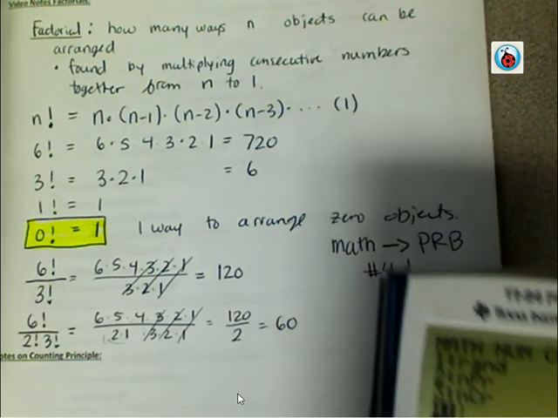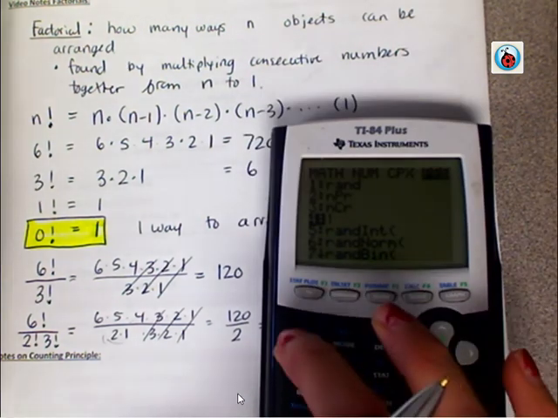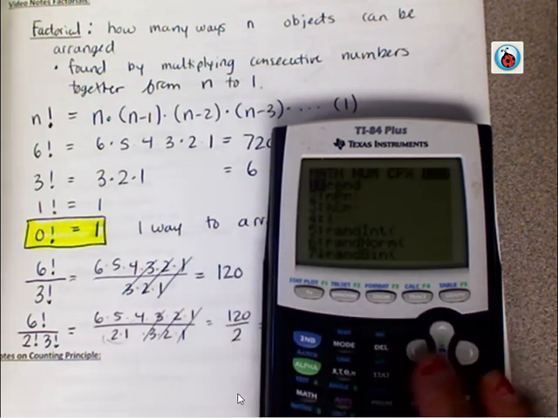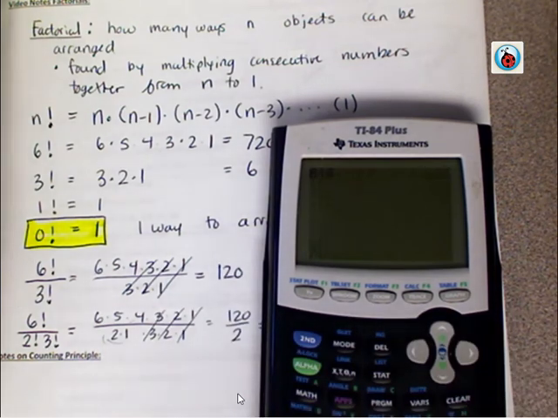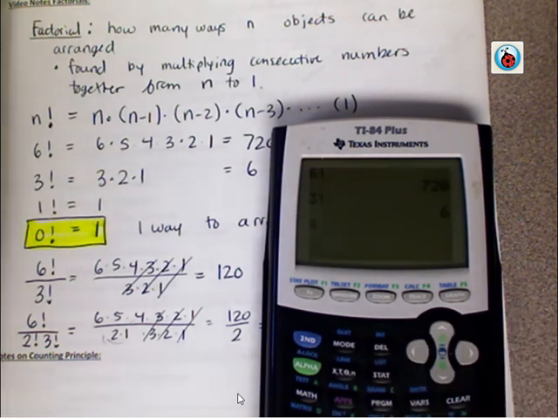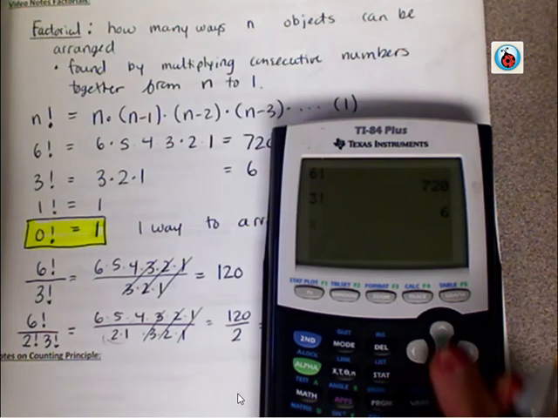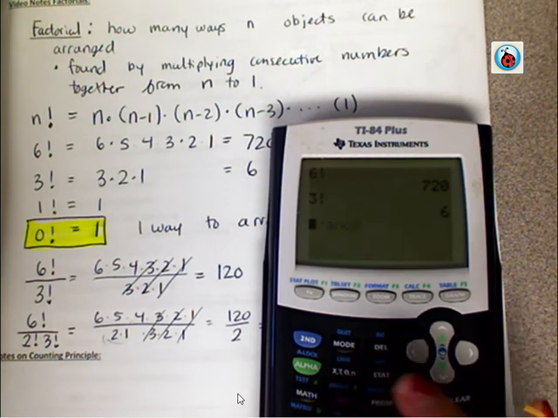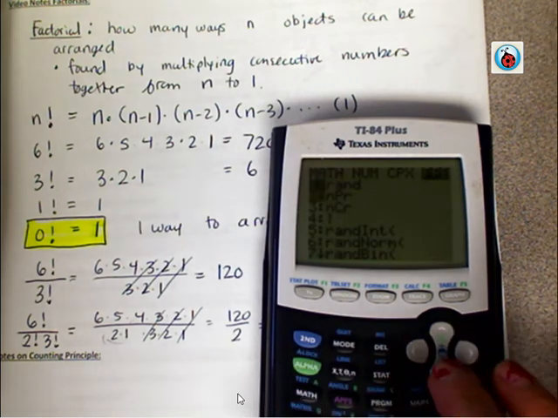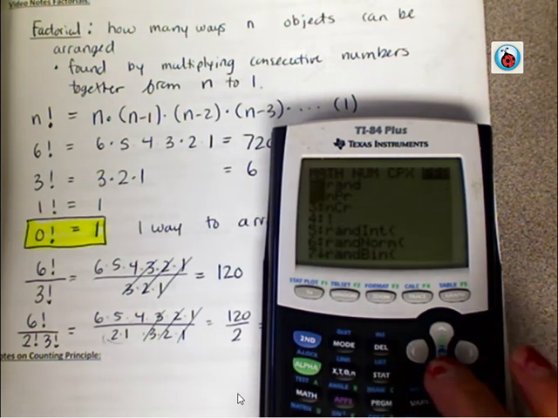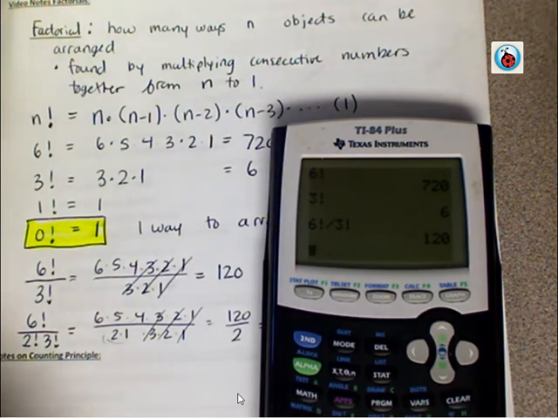Let's test a couple of the ones that we've already written down here. 6 factorial. Math, arrow, number 4. And we're expecting 720. Let's try 3. Math, factorial. 6. Let's try this division one. 6 factorial. Whoop. 6 factorial, divide by 3 factorial. 120.